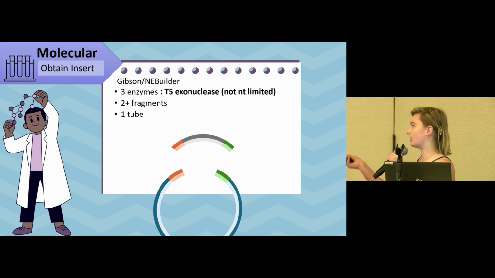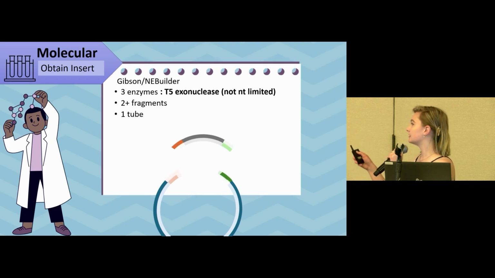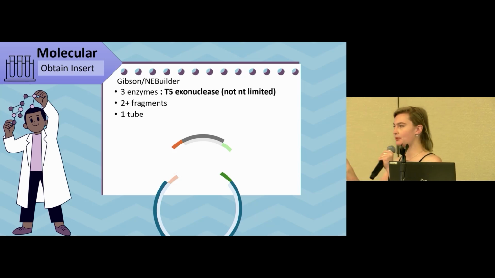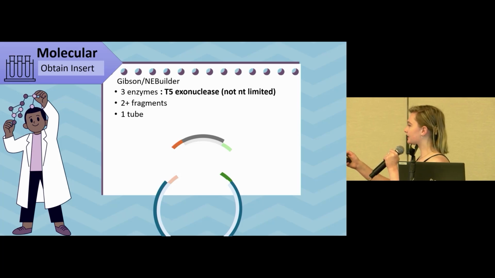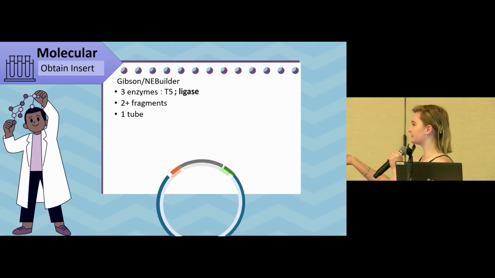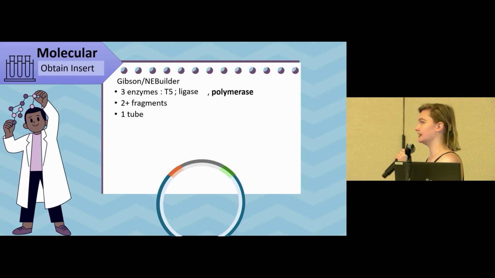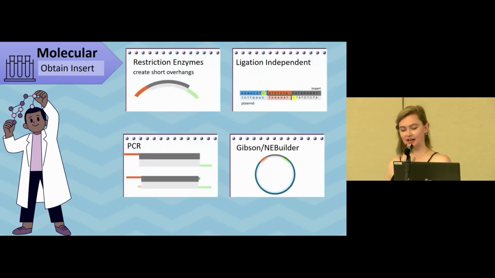So your three enzymes are your exonuclease, which in this case is T5, not T4, so it's not nucleotide dependent. And it's going to chew back those ends and create those sticky ends. But because it's not nucleotide dependent, it's not going to have a specific stopping point. So when you ligate them together with your ligase, there's going to be some gaps. And you're going to use polymerase to fill in those gaps. So that's the end of Gibson. That one's really simple, and I really recommend that. And I think it's the one that we use most in our lab.